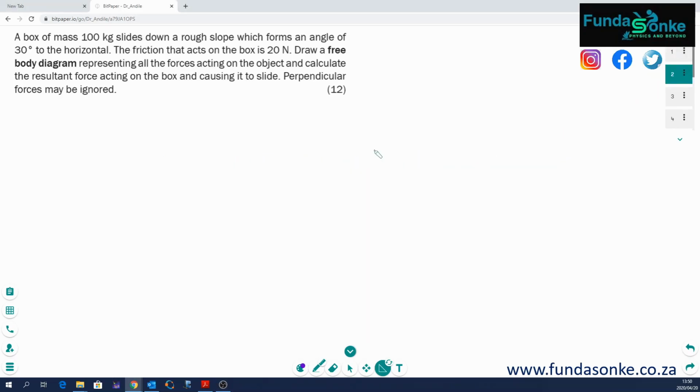Okay, our first question today. A box of mass 100 kgs slides down a rough slope, which forms an angle of 30 degrees to the horizontal. The friction that acts on the box is 20 newtons. Draw a free body diagram representing all the forces acting on the object and calculate the resultant force acting on the box, causing it to slide. Perpendicular forces may be ignored. We're going to start by drawing a force diagram.